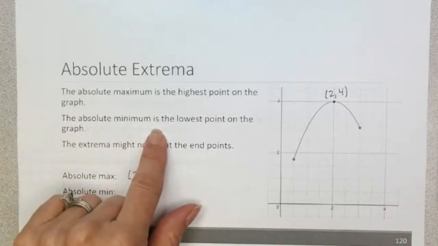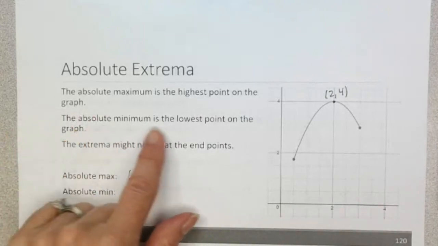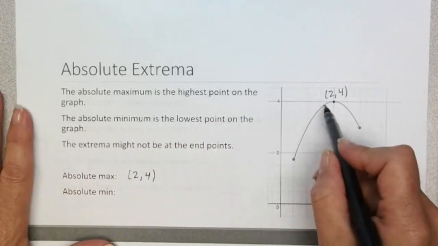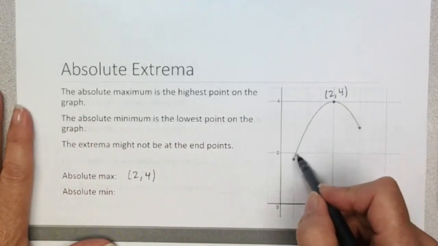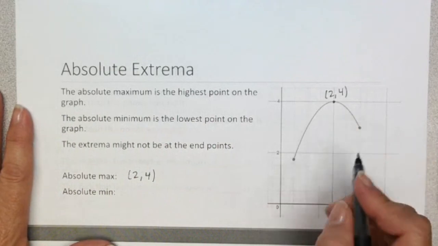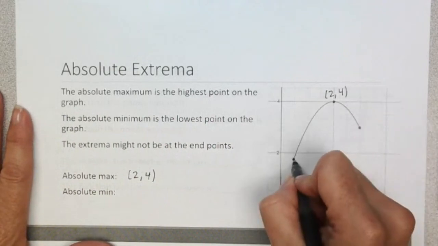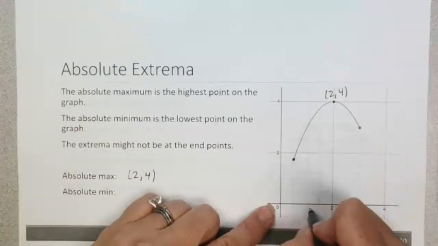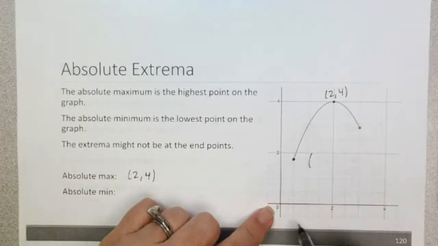The absolute minimum would be the lowest point on the graph, and sometimes it's an endpoint because this is just a limited function here. It does not have arrows. It doesn't go on forever. So it looks to me like the lowest point is right there. What are the coordinates of that point? Well, I'm going to have to estimate them, I think.